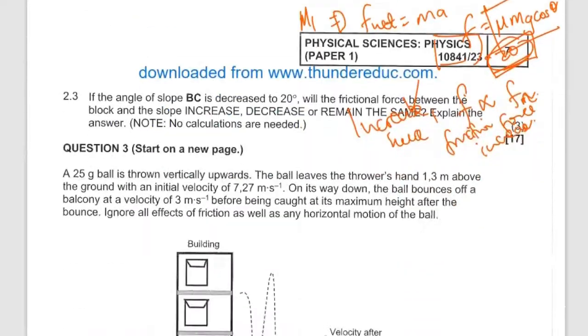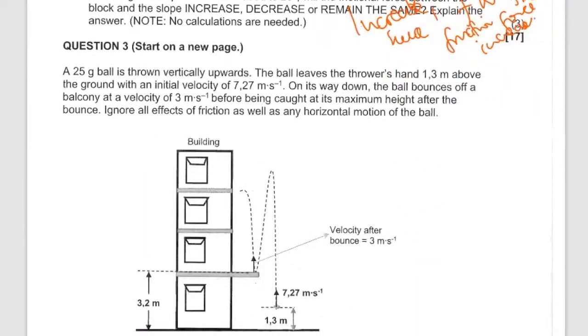Question number 3. They're telling us we have a ball that's thrown vertically upwards. The ball leaves the hand 1.3 meters above the ground with the initial velocity of 7.27. On its way down, the ball bounces off the balcony at 3 meters per second before being caught at its maximum height after the bounce, ignoring friction and any horizontal motion.